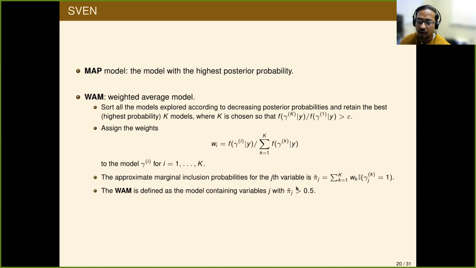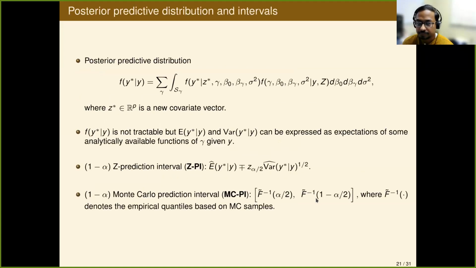And then we can threshold these marginal posterior probabilities. The theory of Barbieri and Berger said that 0.5 is a good threshold, so we can consider the weighted average model to be the model containing variables J with approximate marginal inclusion probability exceeding 50%.